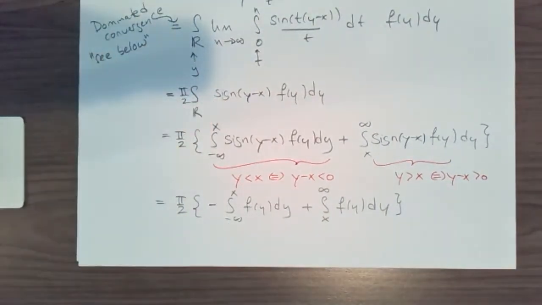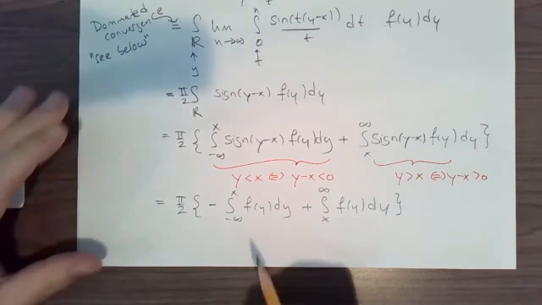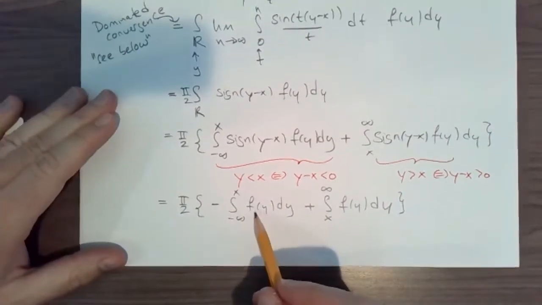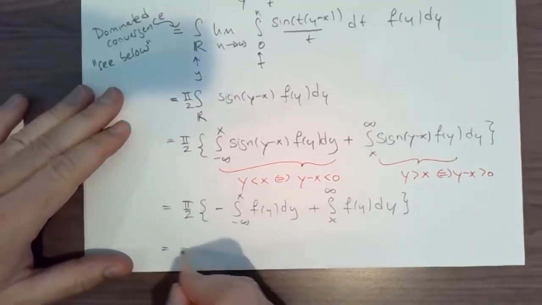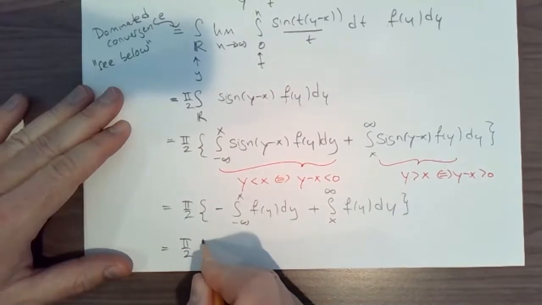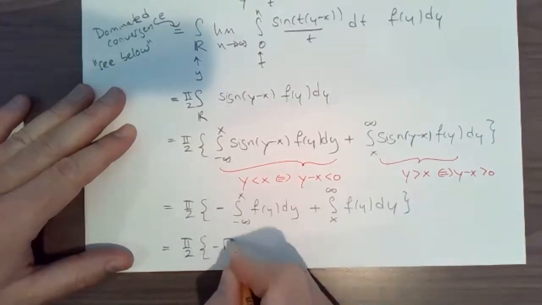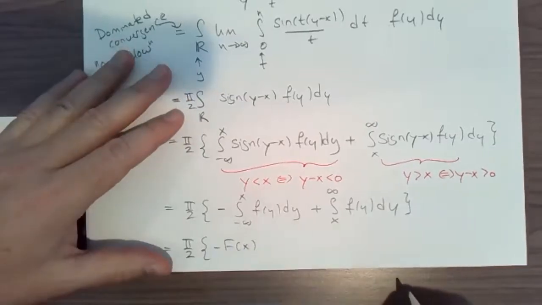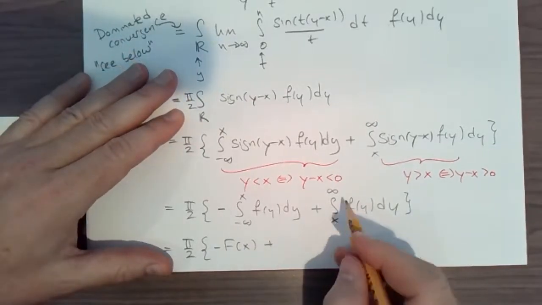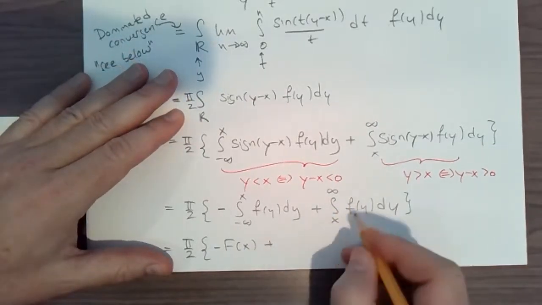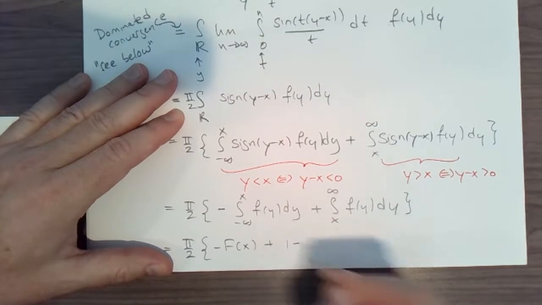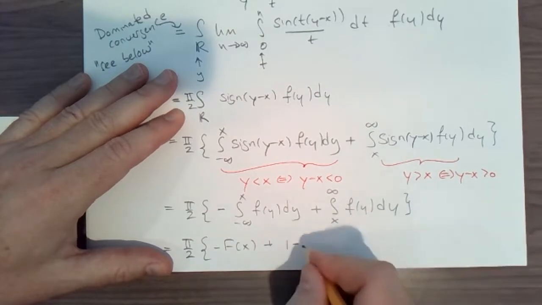Now it's finally starting to look better, because I'm integrating the density up to x. This will give me pi over 2 times, this is minus F of x, plus, here I'll get F of infinity, that's a 1, minus F of x.